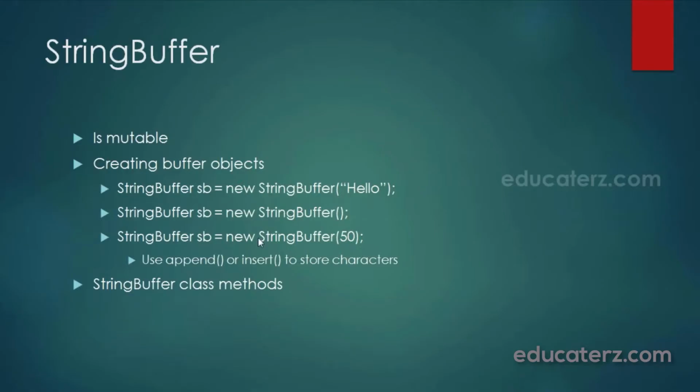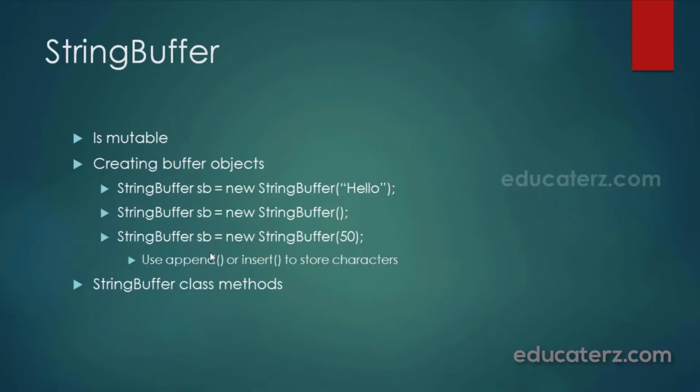After creating an object with the capacity, we can insert the data or the content into the object using append or insert methods. Like I can simply say sb.append("hello"). That means add hello to the sb. If I say sb.insert(0, "hello"), then hello will be inserted at the 0th position in the sb object.